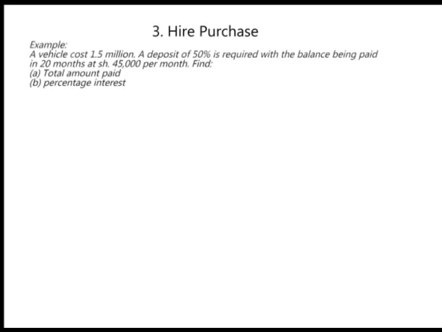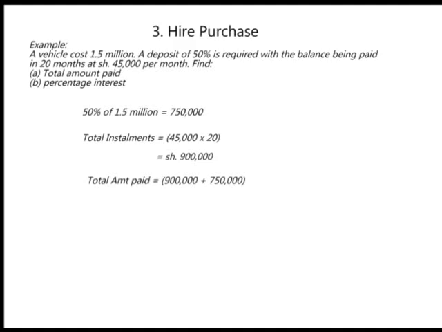For example, a vehicle sells at 1.5 million. A deposit of 50% is required, with the balance being paid in 20 months at 45,000 per month. Find the total amount paid, interest, and the percentage interest. In our solution, 50% of 1.5 million is 750,000. Total installments, 45,000 times 20 gives us 900,000. The total amount paid will be the deposit plus the total installments. 750,000 plus 900,000 will give us 1,650,000.